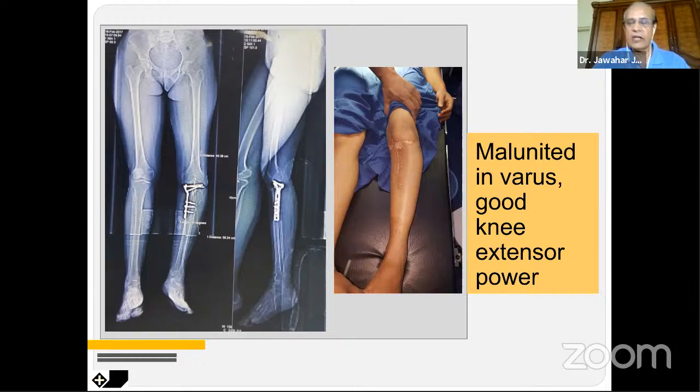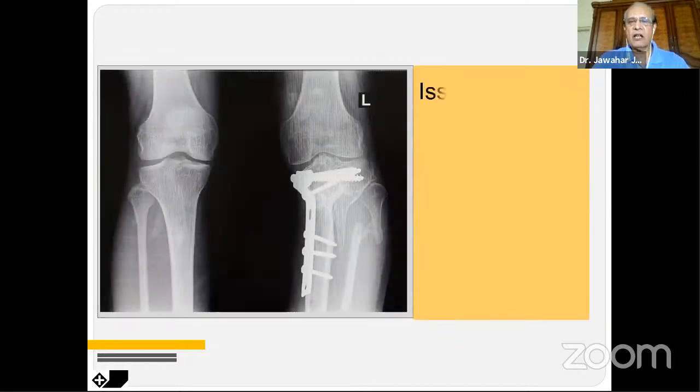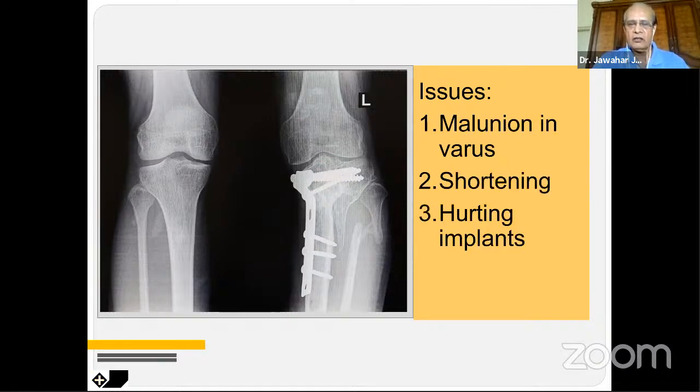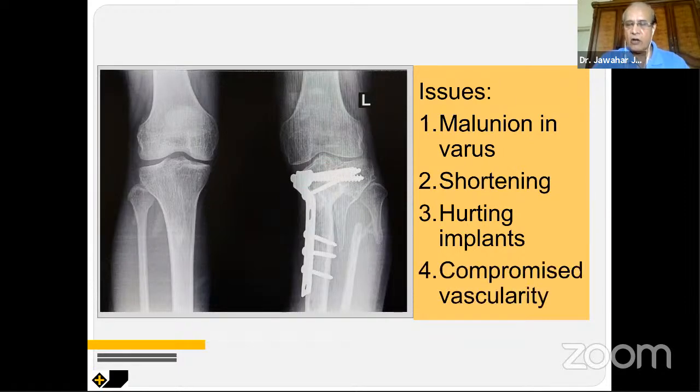I just took a long X-ray and tried to see how much the malunion is. And now the patient is asking, can we do something more? So there is varus and shortening, and the biggest problem at this time was the hurting implant. She showed me underneath the anterior angle of the plate, underneath the skin, that it is hurting a lot. And there is compromised vascularity, because we know that the main structure has not come back. It is all the peripheral or collateral circulation which is working. So now, can we do something with this?